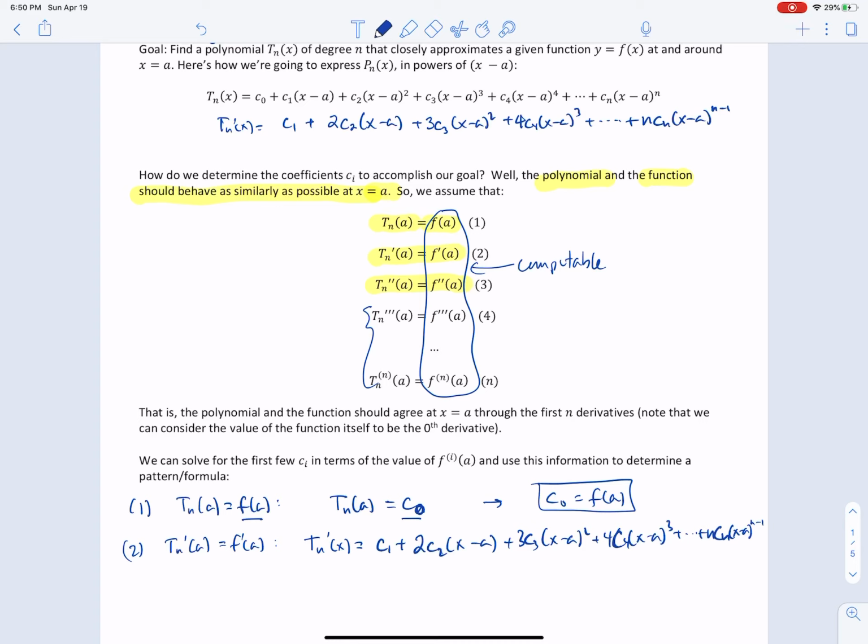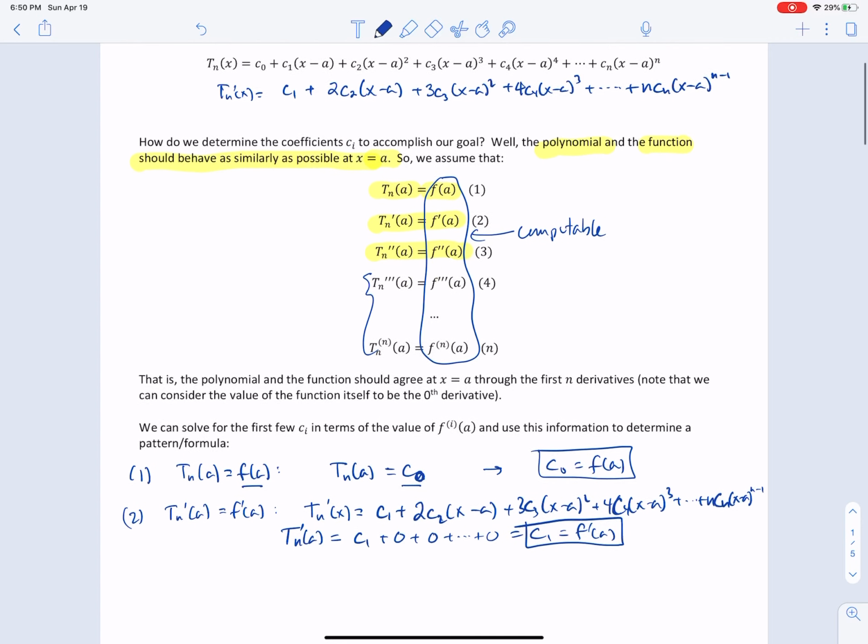And so when I plug A in, I'm going to get C1 plus a bunch of zeros. But I've also said that Tn prime of A is going to be C1, but T1 prime of A is supposed to be F prime of A, and so there's my second coefficient. C1 is F prime of A.